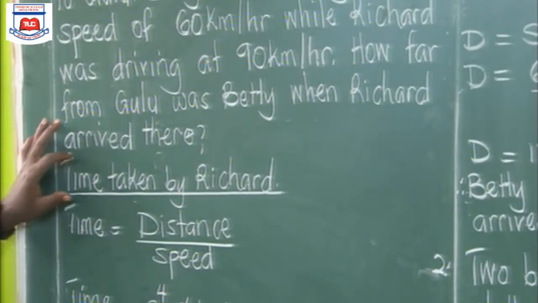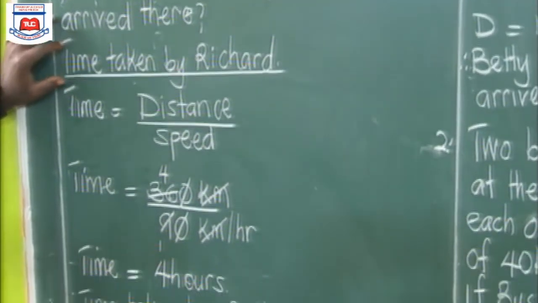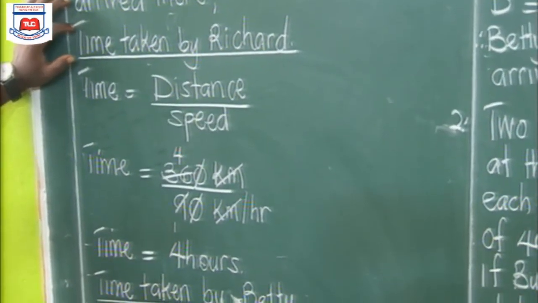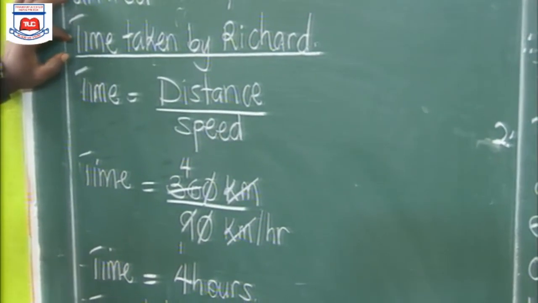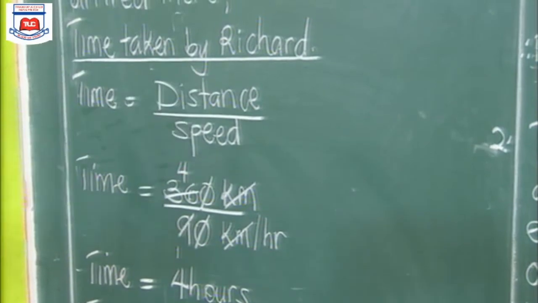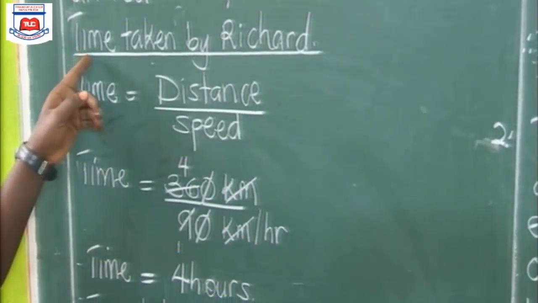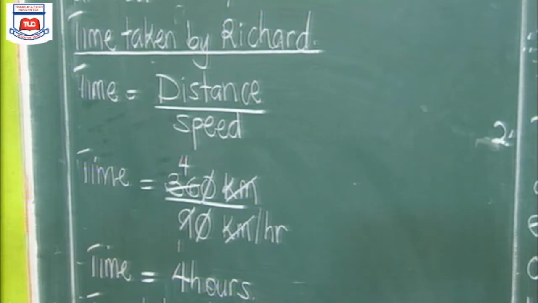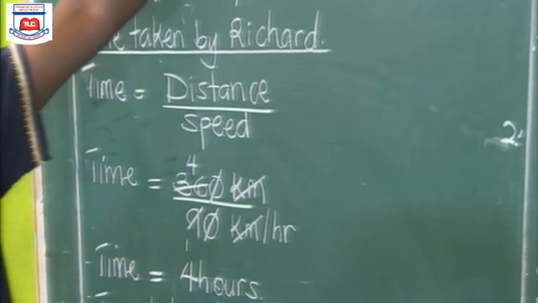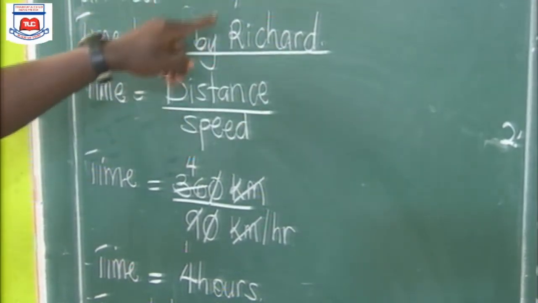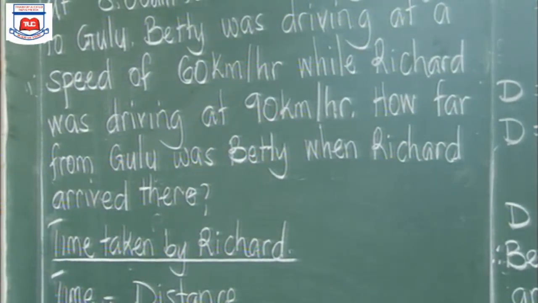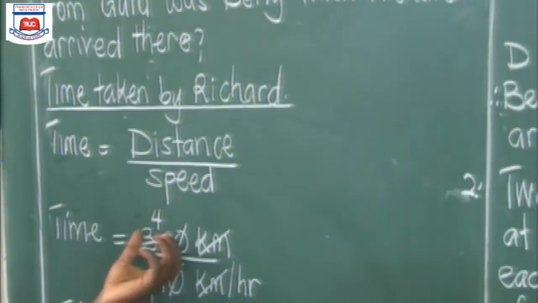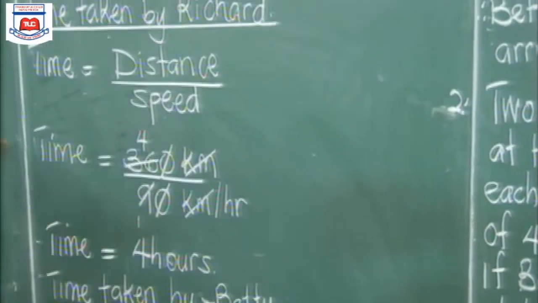So, first this question, you start by getting the time taken by each of them and then compare in terms of difference. So we shall begin with Richard that moves at higher speed. Thus you say, time taken by Richard. We know time equals distance divided by speed, which distance is 360 kilometers, and speed for Richard is 90 kilometers per hour. So bring it down here and say 360 kilometers divided by 90 kilometers per hour.